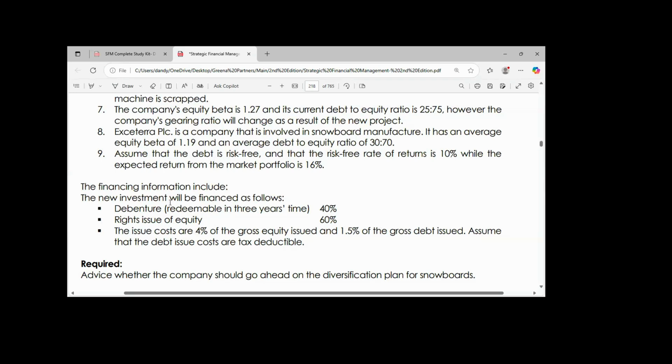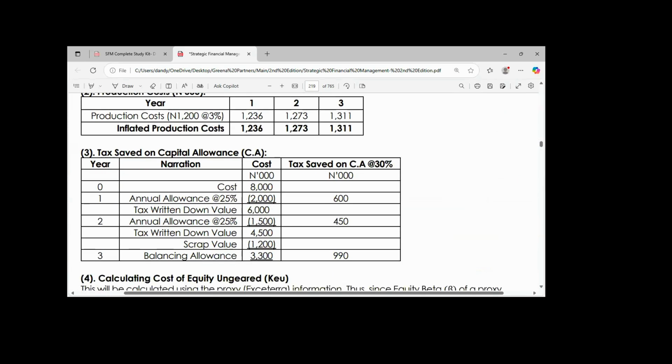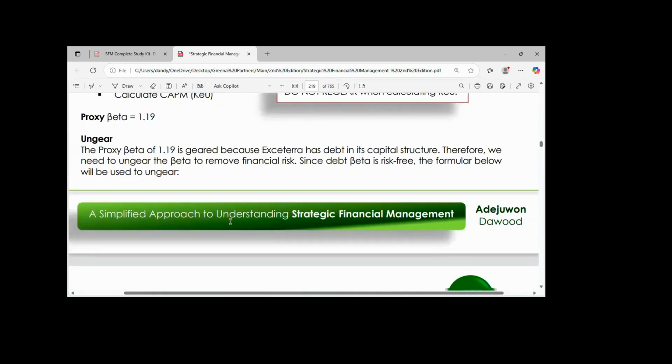So in this case, you are going to take 40% of the net finance required as debt, then 60% of the net finance required as equity. Then you now gross it up using the issue cost rates, okay? And that's what I did here. Let me show you, just in case.